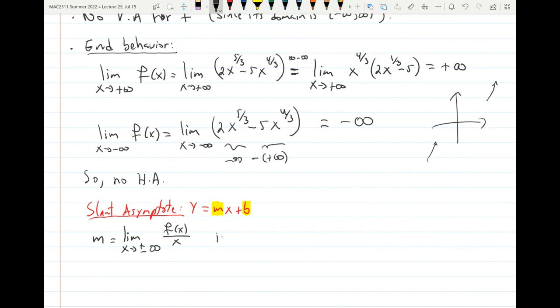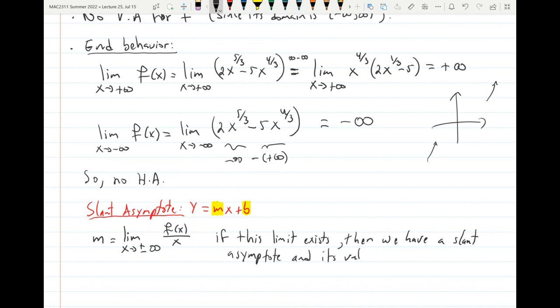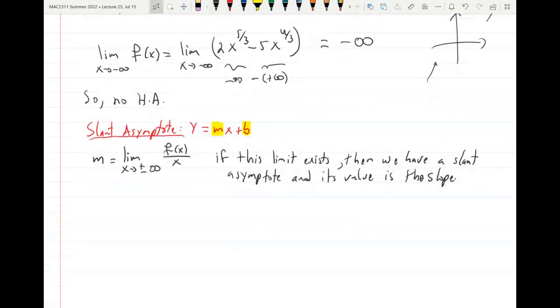So if this limit is finite, so if this limit exists, meaning it's finite, then we have a slant asymptote, and the value of the limit is the slope. So let's say that you found that the limit exists at either positive or negative infinity. You need to record which one it is.